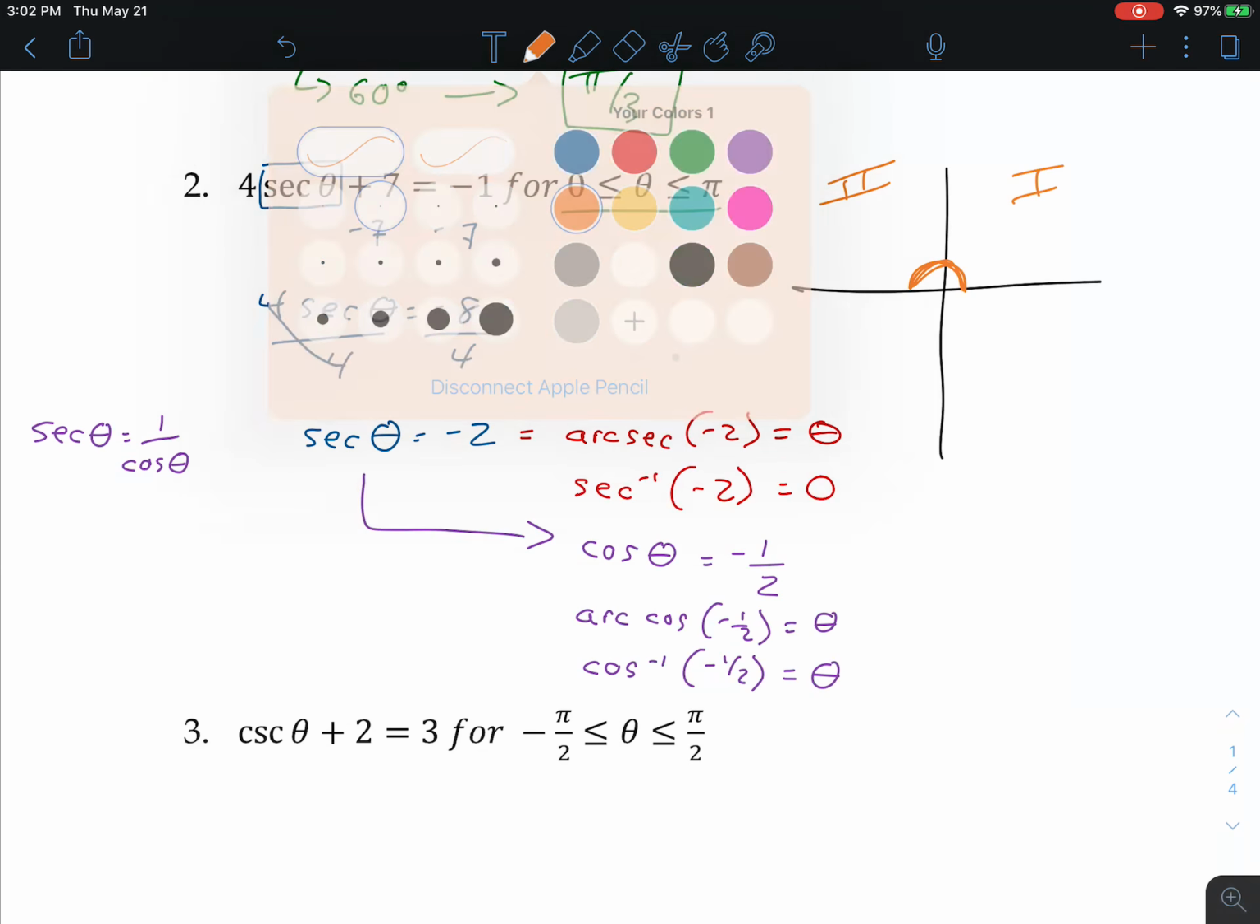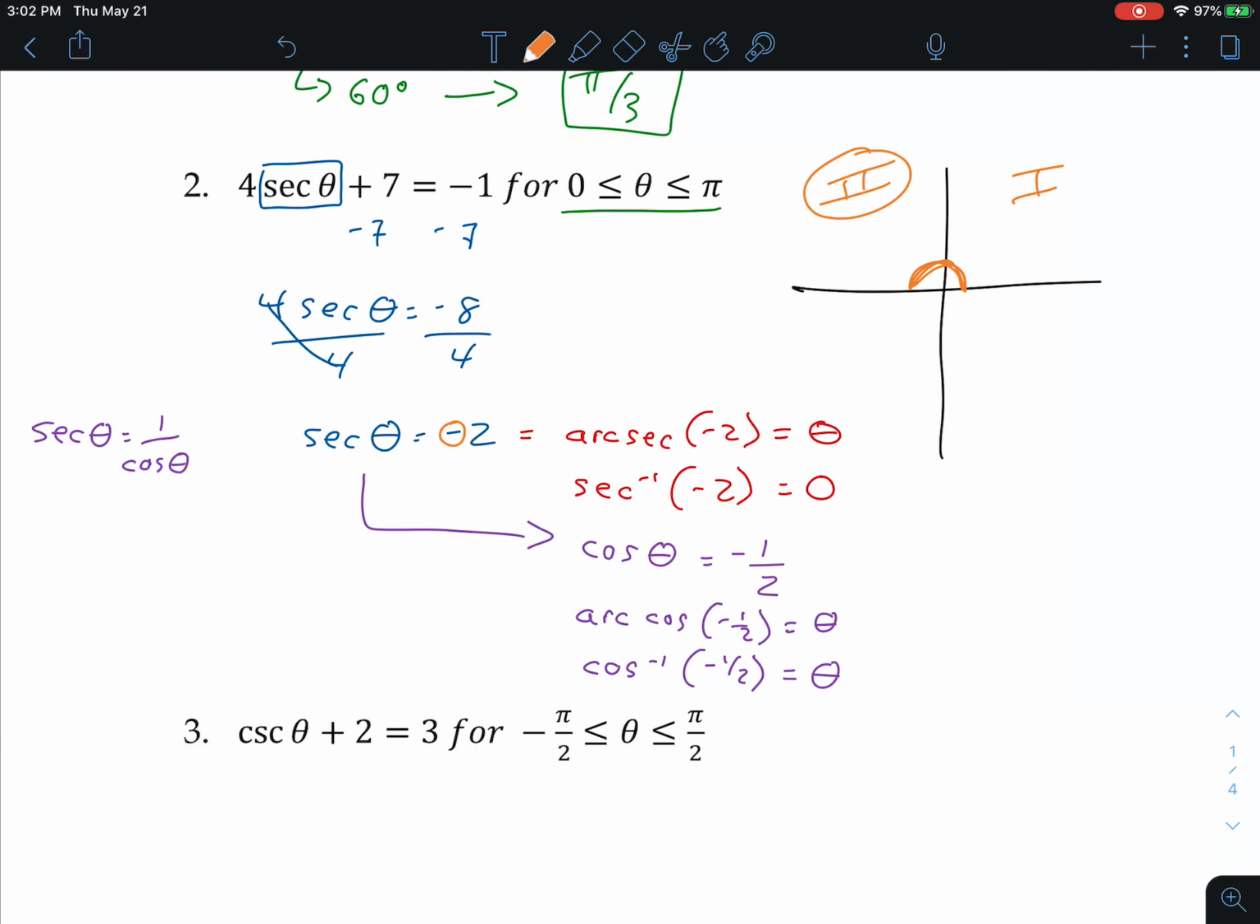Now, okay, so this is negative. Negative tells me I'm in quadrant 2. How do I know I'm in quadrant 2? Well, all students take calculus. This is only sine, and this is secant or cosine, so it's not positive, so I've got to be in quadrant 2. So I'm going to draw my triangle as if I'm in quadrant 2. There we go. Here's my theta.